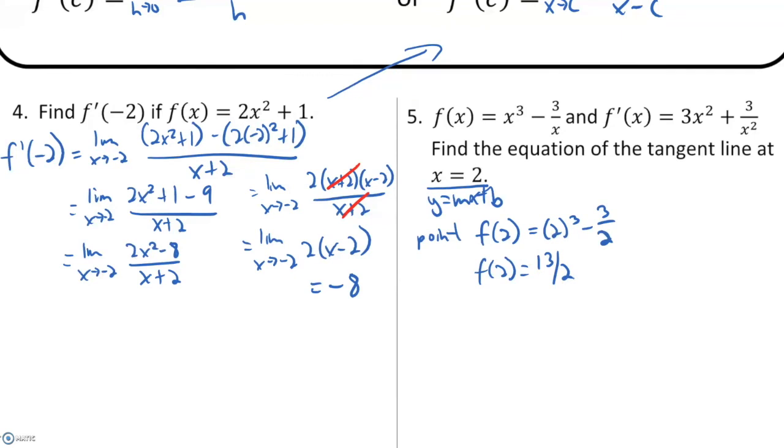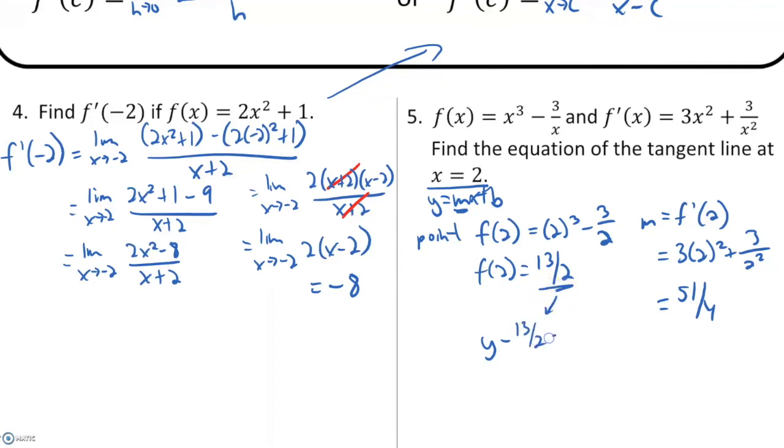Now the other thing I'm going to need is my slope. And the slope I'm going to get from the derivative, from f prime of 2. And so that will equal 3 times 2 squared plus 3 over 2 squared, which will equal 51 over 4. Putting this all together, and here you can just go ahead and use point slope form. We'll get y minus our y value, 13 over 2, equals our slope, 51 over 4, times x minus the x value from the start of our problem.